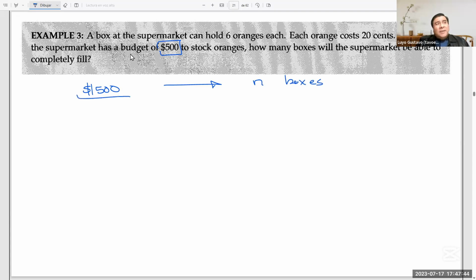How much is this money in boxes? Okay, in boxes of oranges, of course. But we have several conversions that would need to be done, because we know that a box has 6 oranges. We have also the cost per unit of orange. And so we need to do some conversions before we can do this transformation. All right, you can try it.